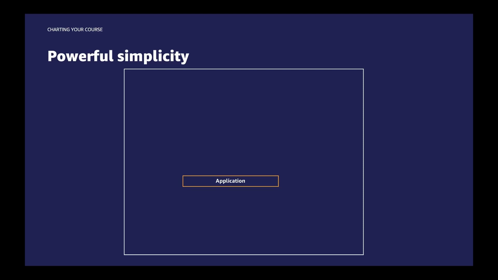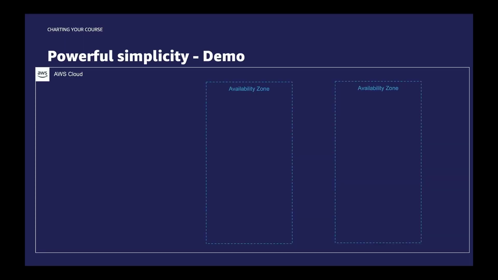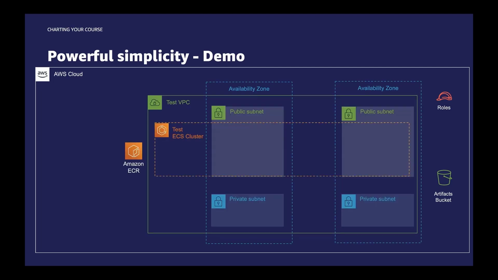Copilot allows you to worry about just your application, and you let Copilot handle the rest of the infrastructure around it. Alright, let's take a look at Copilot in action. So we're going to essentially start from scratch, and we'll use Copilot to provision the roles and the artifacts bucket, and then we'll let Copilot provision the environment for us. That's going to include the VPC, subnets, and everything else related to that. For example, security groups and route tables. Copilot will also provision an empty ECS cluster and the ECR repository.